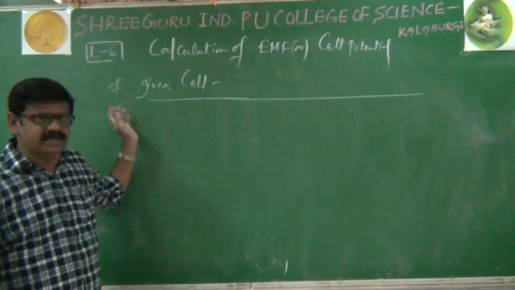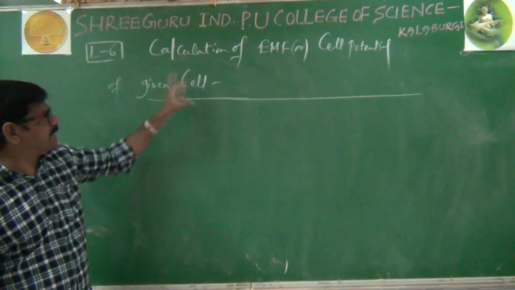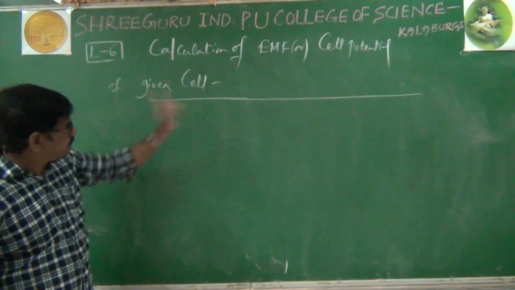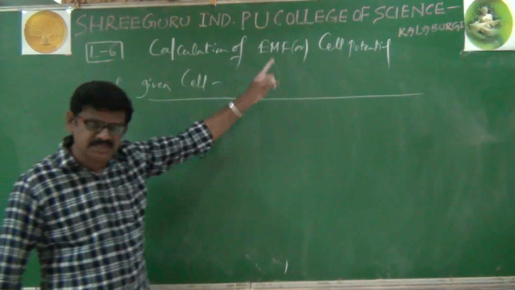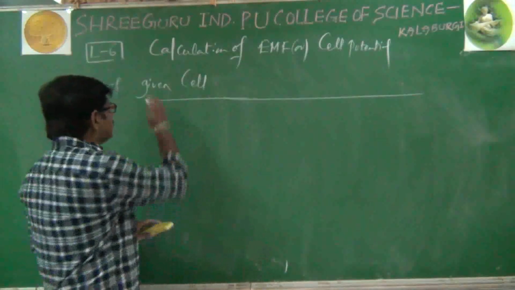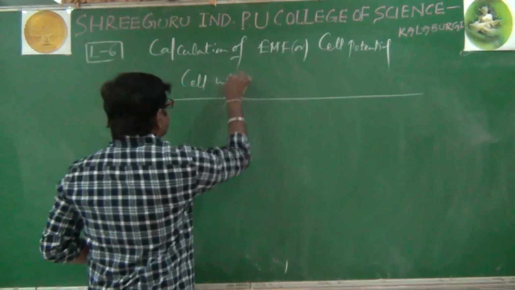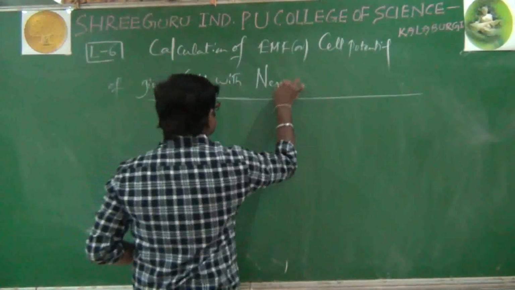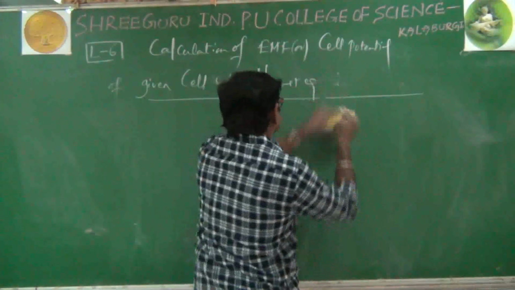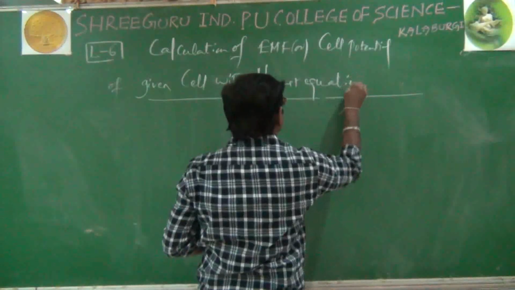The given cell is one of the galvanic cells. And how to calculate the total cell potential we have to discuss now. Of course, here also we'll use the Nernst equation only. That's why we can add one word, given cell, with Nernst equation. Right.